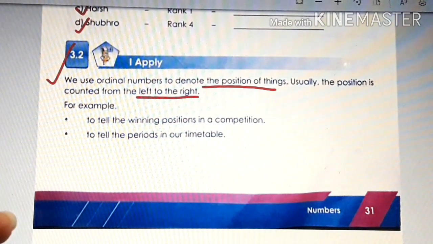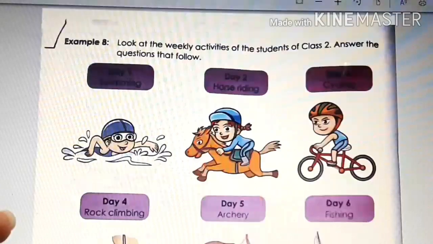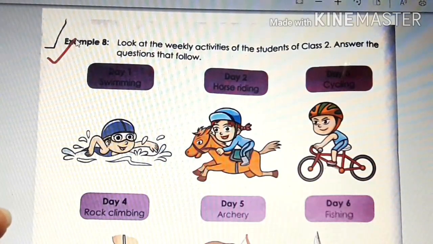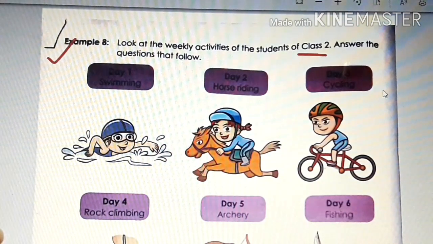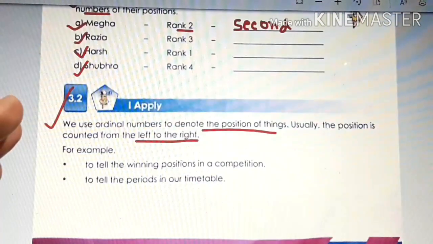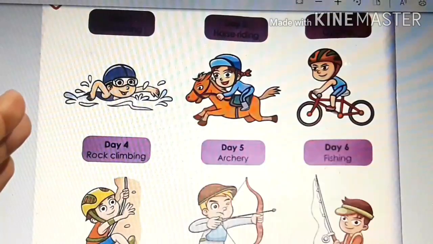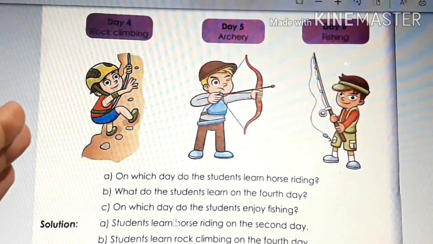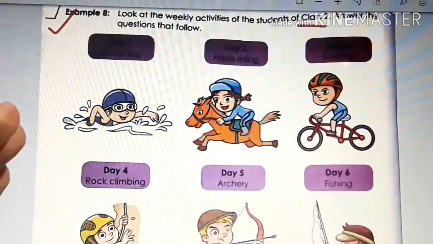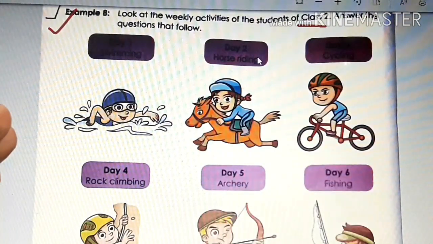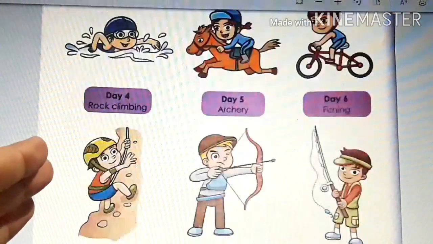So you can see here next, example 8, children. Look at the weekly activities of the students of class 2. These are the weekly activities. Answer the questions that follow. Okay, so you have to observe these activities and you have to answer these questions. A, B, C. Okay, so these are the activities. You can see day 1 swimming, day 2 horse riding, day 3 cycling, and so on. So children, you have to observe and answer the question.